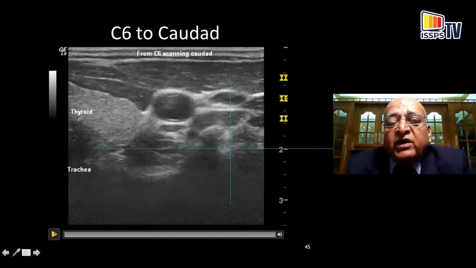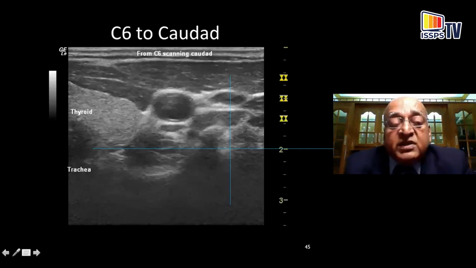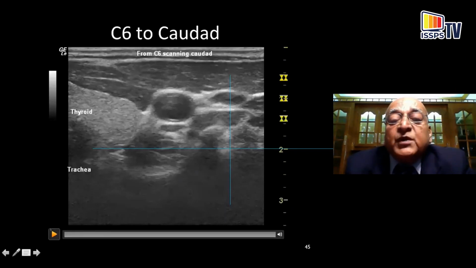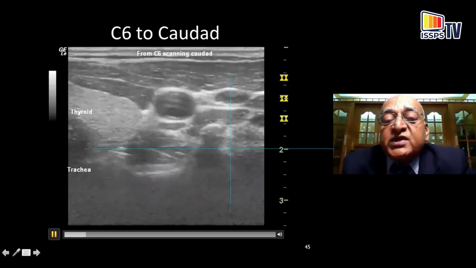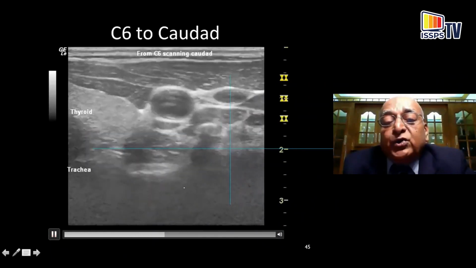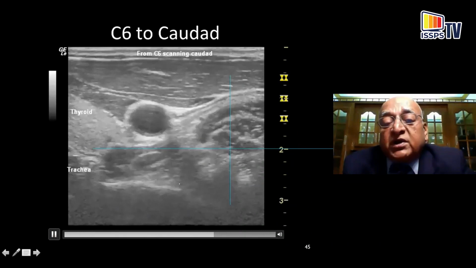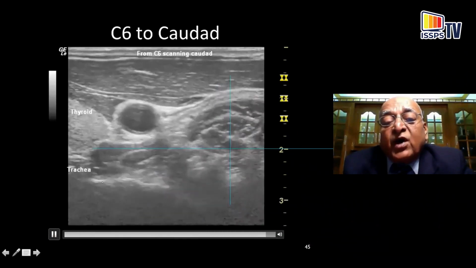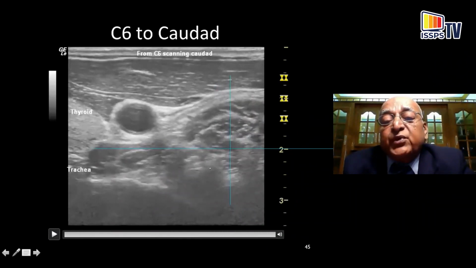But still, I would like to go much, much closer to this T1 or C7 spinous process, C7 vertebral level. Now, the way to do that is to start from C6, and start scanning down until you lose the anterior tubercle. And you can see here, you have lost the anterior tubercle, and you can only see the posterior tubercle. That is at the level of C7.